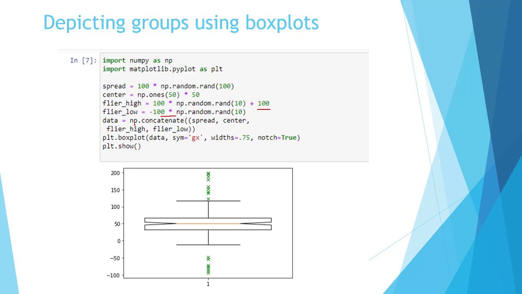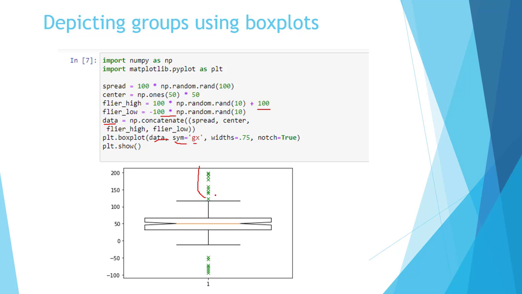In this way, we have created our data for the box plot, and then we have concatenated this data using the numpy function np.concatenate. First is spread, after that center, flier high and flier low, and this data is passed to the box plot function plt.boxplot. And for indicating the color and symbol of the outliers, we have used the sym parameter and assigned it 'gx'. G is for green color and x is for the symbol. Then we have specified the width of our box as 0.75, and we have given notch equal to true so that we can see the notch in our box plots.